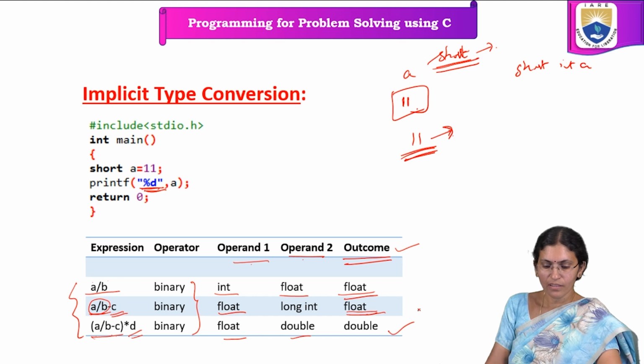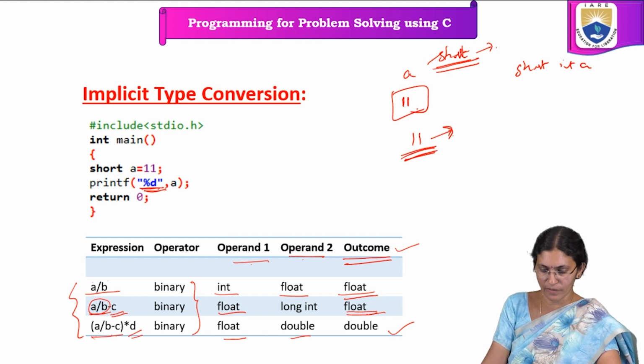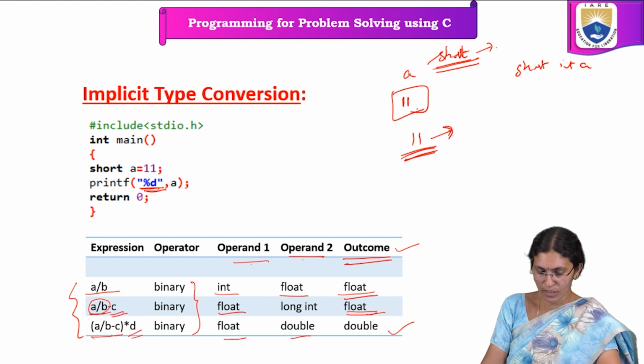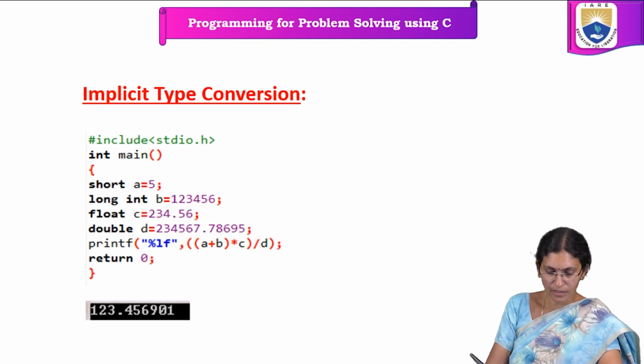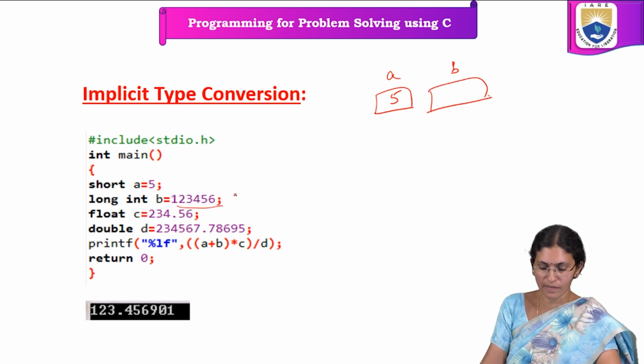In this way, data type conversion takes place: data is converted implicitly from one type to another. Now let us see one more example. Here we have declared variables. a is a short type, and the value stored is 5. b is a long int variable with the value 123456.